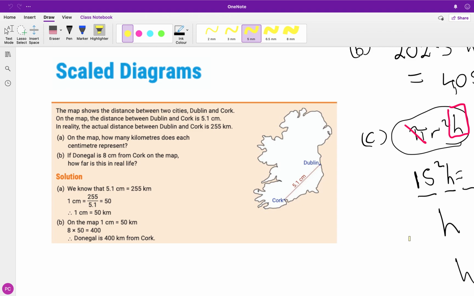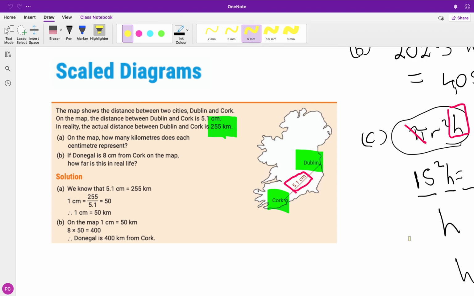And you did this in geography a fair bit. Obviously, if you get a map of Ireland, it's not going to be the same size as Ireland. It's all scaled down. So if you have a map of Ireland and it says, right, Dublin's here and Cork is here, and it's only 5.1 centimetres between Dublin and Cork on the map. Obviously, Cork is a bit further away from Dublin than that. And what they're saying in this question is that the actual distance between Dublin and Cork is 255 kilometres. On the map, how many kilometres does each centimetre represent?